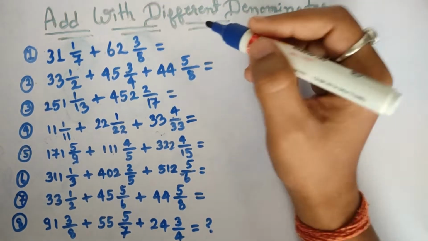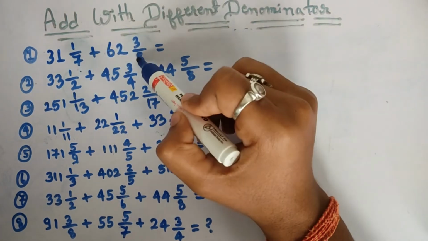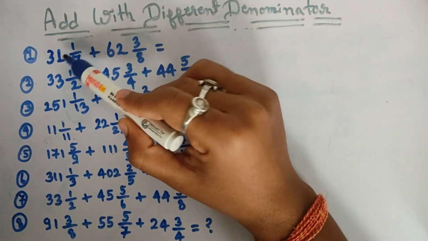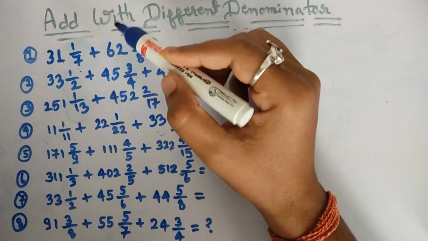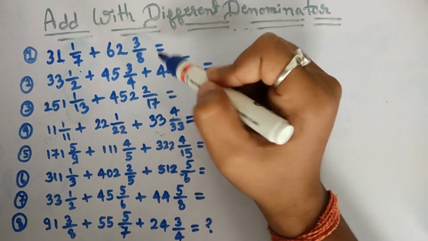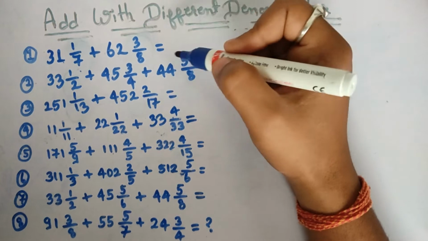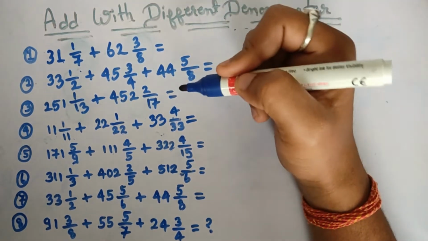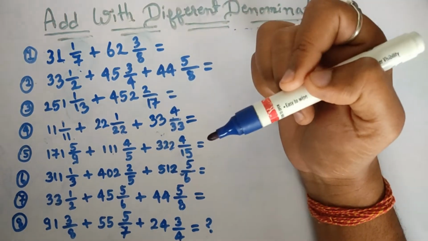So today we are going to learn how to add this type of fraction where different denominators are given. If you do it by multiplying 31 by 7 and adding 1, again multiplying 62 by 8, adding 3, then it will take much time. In competitive exams we don't have that much time. So today I am going to share a tricky method to solve this type of question. So let's start.